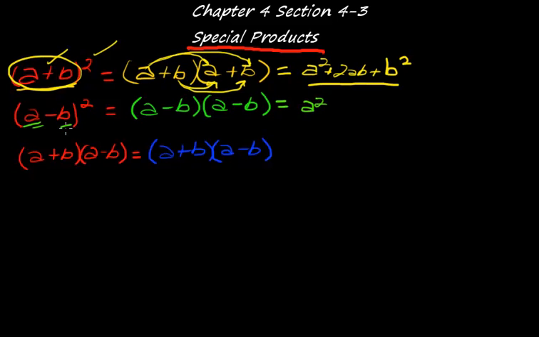Take the second term, b, square it. Now, because this is a negative, we're going to go minus a times b all times 2. So it's minus 2ab.